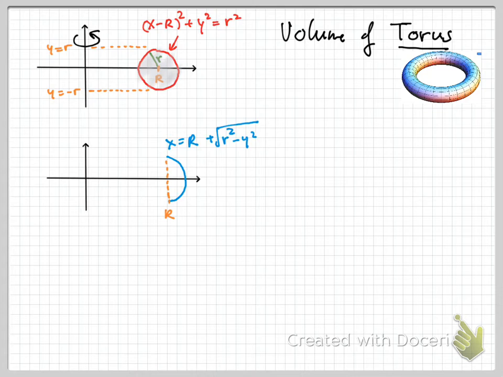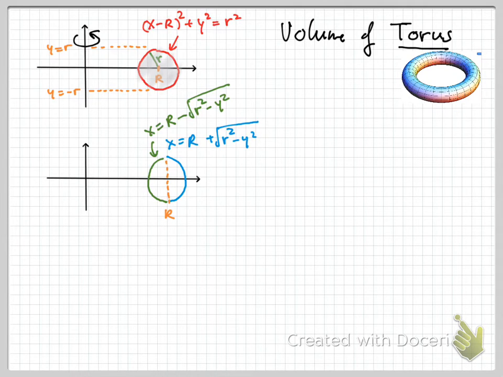So all the blue is on the right hand side of the orange, so the blue x is R plus something. And then we have this green x on the other side. All the green x will be on the left hand side of R, so all the green will be capital R minus the square root of r squared minus y squared, in green.